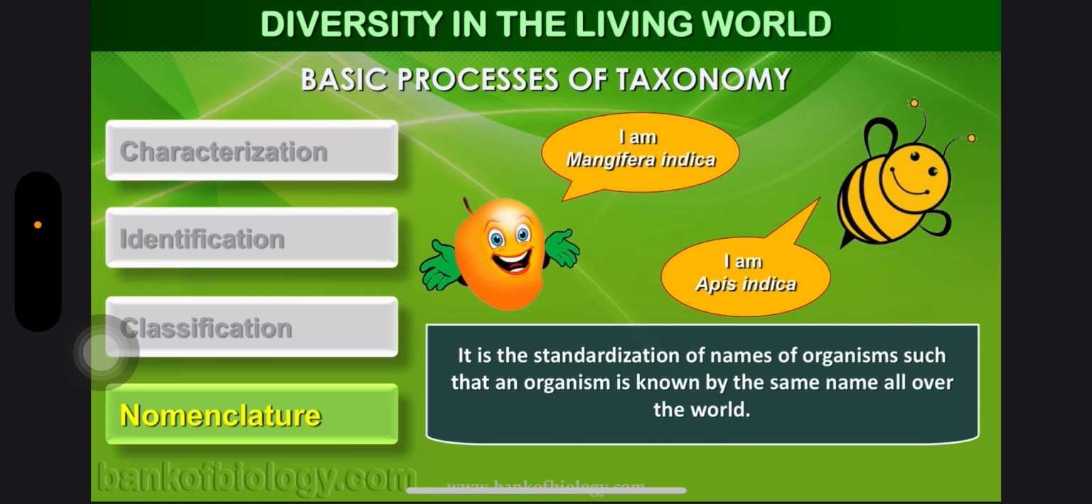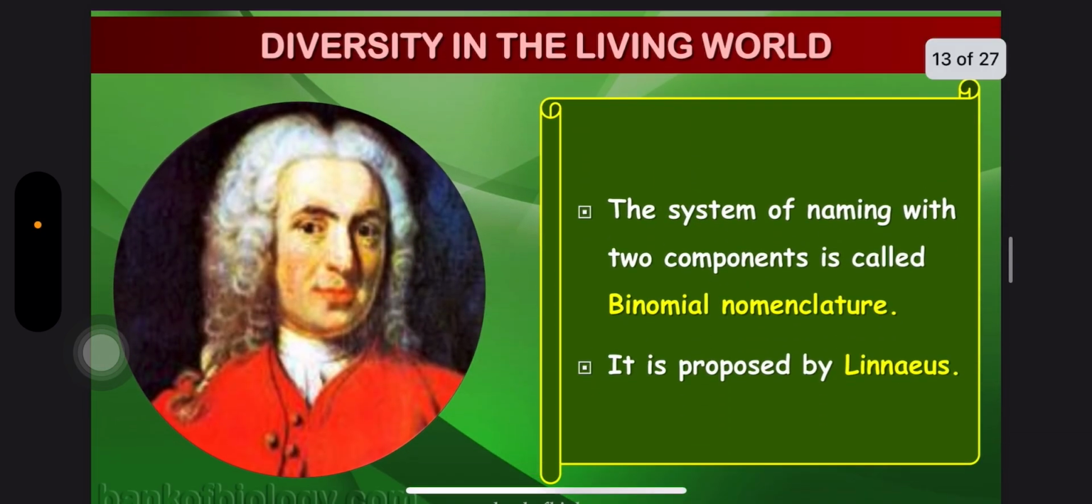Here, for mango it is given as Mangifera indica. This is the biological name of mango. Apis indica, honeybee. Like that, all over the world, no one should be confused; they have a unique naming system. This was given by Carolus Linnaeus. In the diversity in the living world, the system of naming has two components. Every organism name has how many components? Two components. That's the reason we call it binomial nomenclature.